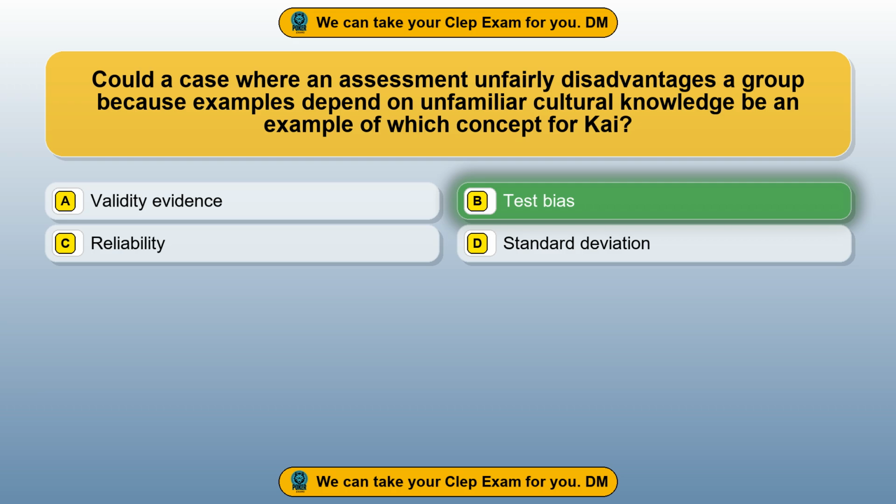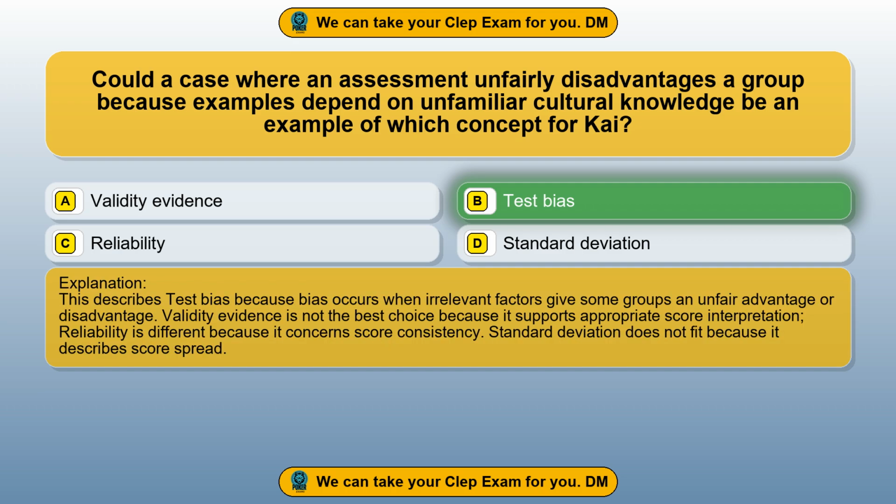Test bias. This describes test bias because bias occurs when irrelevant factors give some groups an unfair advantage or disadvantage. Validity evidence is not the best choice because it supports appropriate score interpretation. Reliability is different because it concerns score consistency. Standard deviation does not fit because it describes score spread.